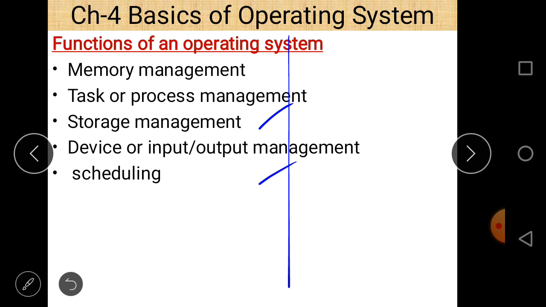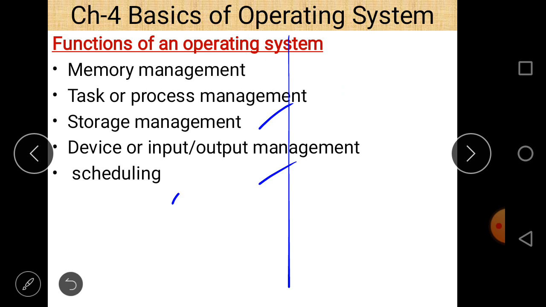Next is device or input output management. So different input and output management are also managed by an operating system. And for different device drivers, each and every hardware part comes with a device driver, and the operating system is able to check whether these device drivers work properly or not, or whether they are up to date or not. So regarding this information, operating systems work in an efficient manner with the different input and output devices.